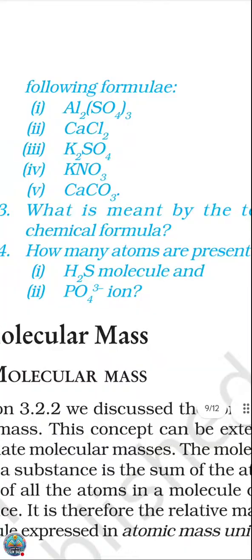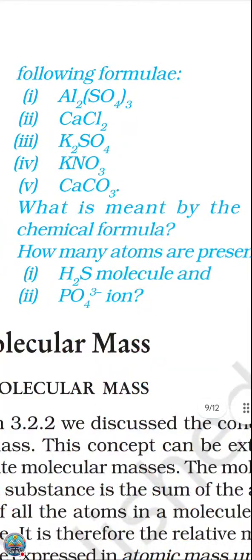Now here some names are there, some formulas are there. Can you say their names? What is the first one? Al2SO4, whole thrice. What do we call it? Here it is Al2(SO4)3. The 2 represents the valency of SO4, and the 3 represents the valency of aluminium. They got crossed. What will be the name of this?